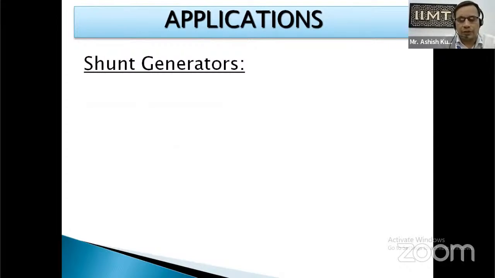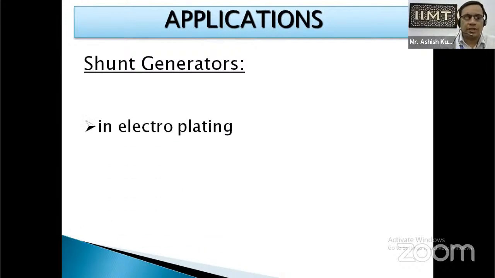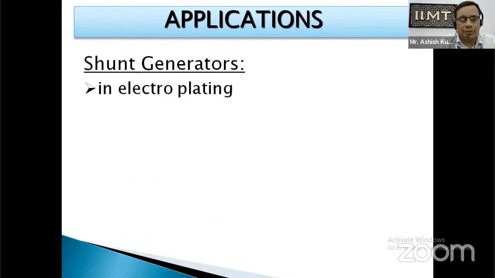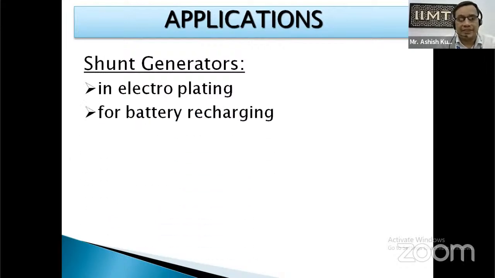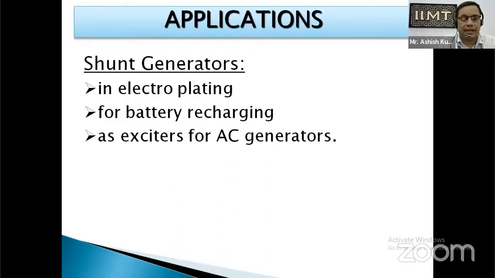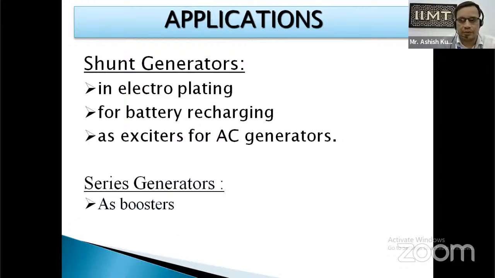Now we talk about applications where shunt generators and series generators are used. A shunt generator is mainly used in electroplating, for battery recharging, and as an exciter for AC generators, to excite the field winding in the case of alternators. While a series generator can be used as a booster and for arc lamps.